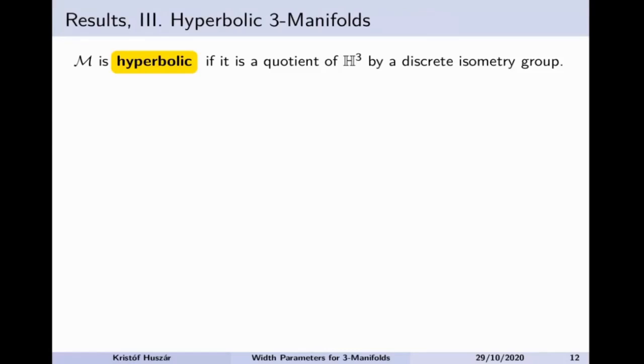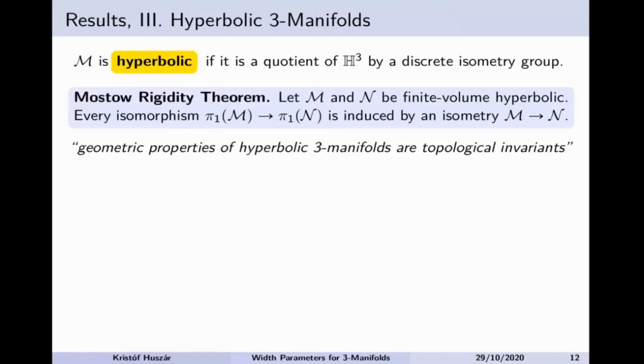So I arrive now at the last section of the results part before moving on to the methods. This last result I would like to flesh out concerns the huge family of hyperbolic three manifolds. A three manifold is hyperbolic if it is obtained as a quotient of the hyperbolic space by a discrete isometric group. And one of the striking and mind-boggling properties of hyperbolic manifolds is that their topology already determines their geometry, informally speaking, which is a consequence of the so-called Mostow rigidity theorem.